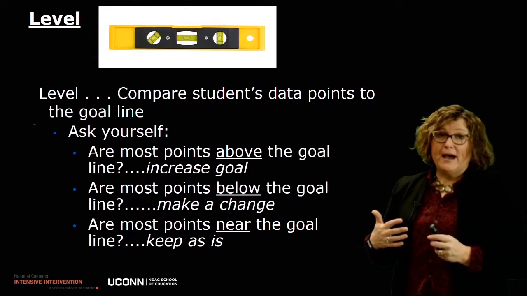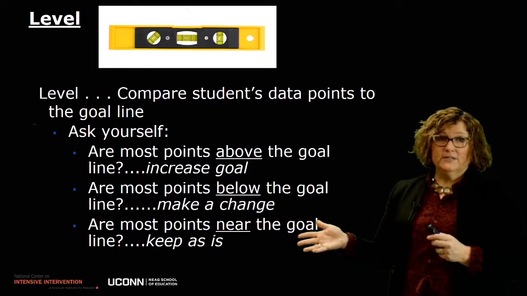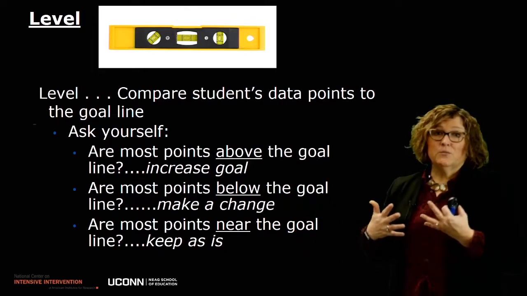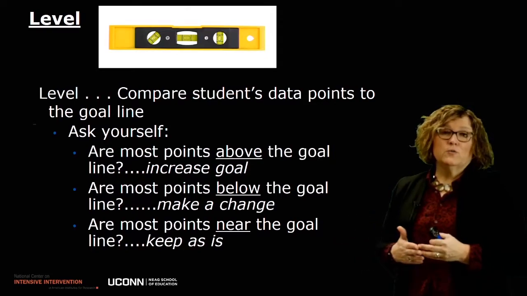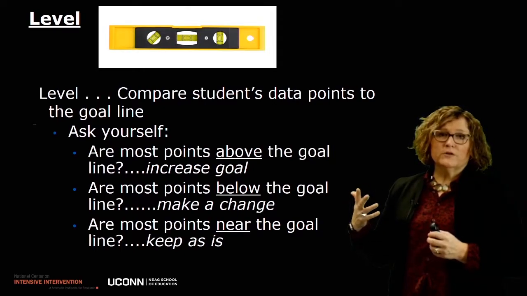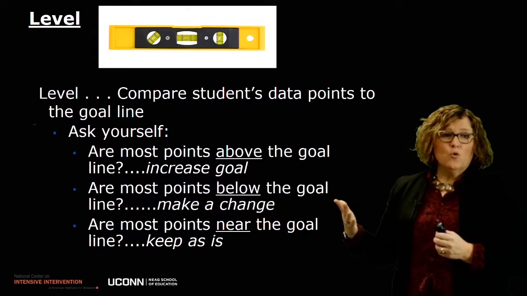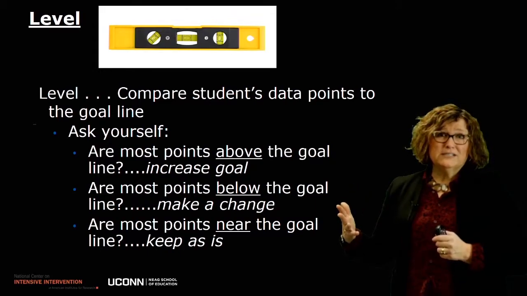This, of course, is probably not quite as scientific as actually calculating a trend line, but sometimes we don't have the trend line calculated, and we walk in to a problem-solving team meeting and we have our graph data and we need to make a decision with the data that we have. And so level can be a way that we can sort of visually examine and make a decision. It's important to remember that we're thinking about consecutive data points above or below the goal line.